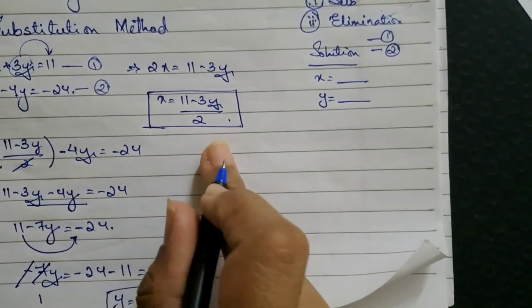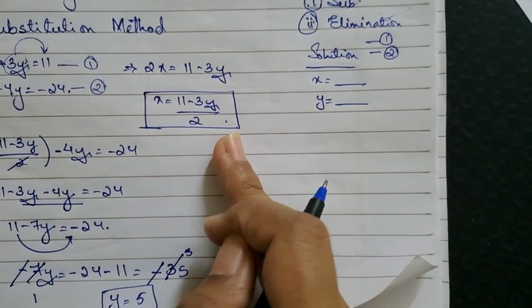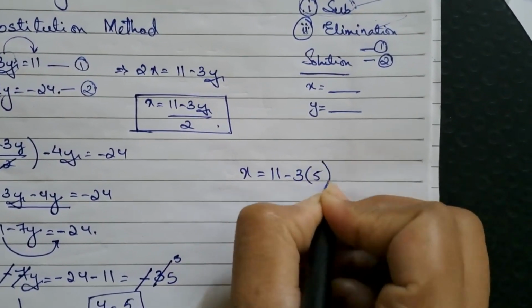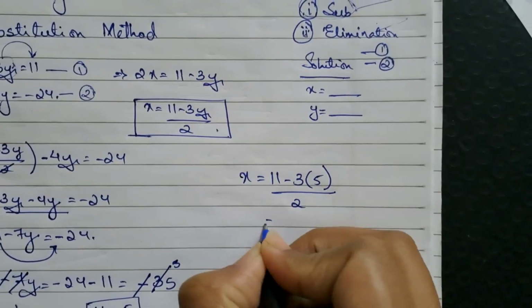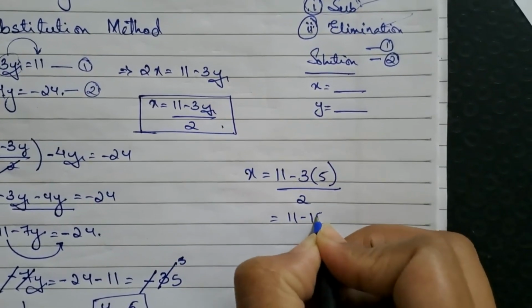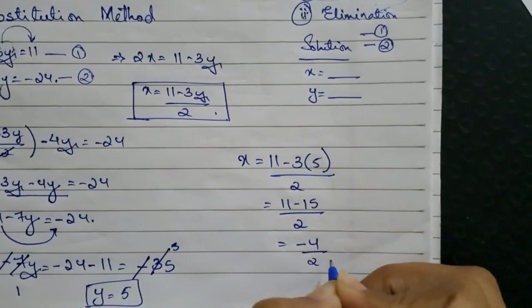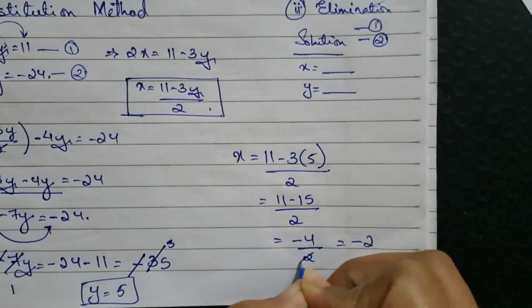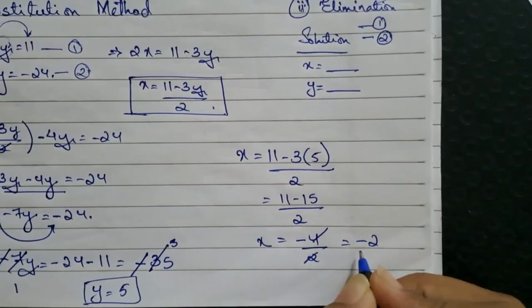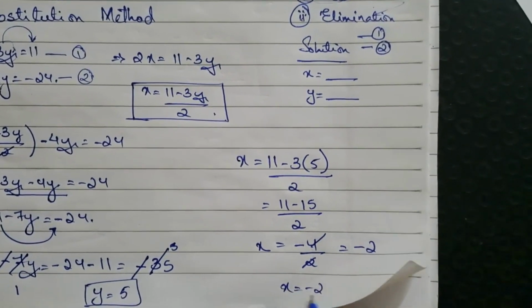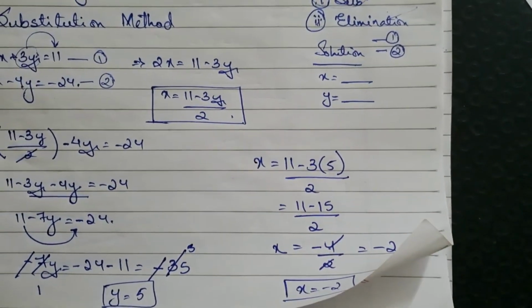Now substituting y is equal to 5 into this part in here. So x is equal to (11 minus 3 times 5) upon 2. That is (11 minus 15) upon 2. That becomes minus 4 upon 2, which is nothing but minus 2. So x is equal to minus 2 is what I get in here. Now x is equal to minus 2 and y is equal to 5.